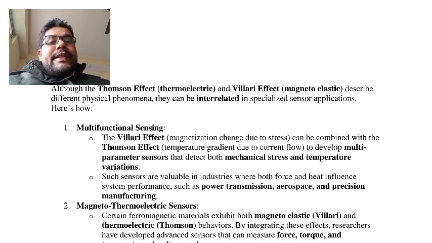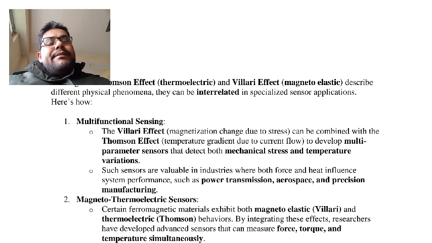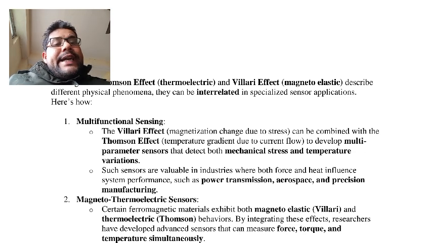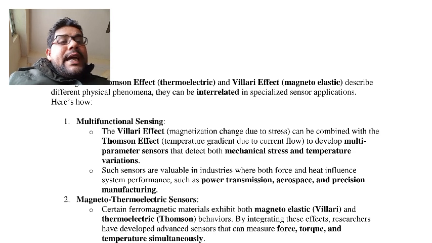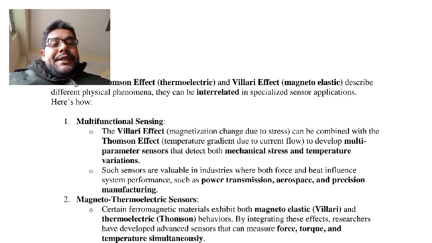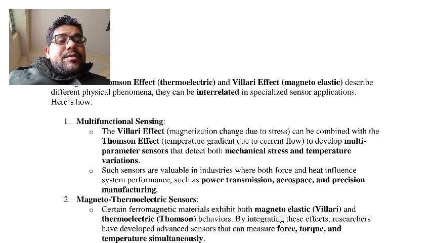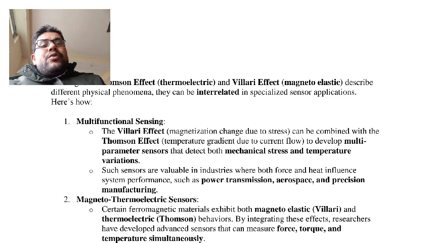Here, for multi-functional sensing, the Villari effect means magnetization changes due to stress or force. This can be combined with the Thomson effect, the temperature gradient due to current flow, to develop multi-parameter sensors that detect both mechanical and temperature variation. Such sensors are valuable in industries, power transmission and aerospace. Here two effects are combined.